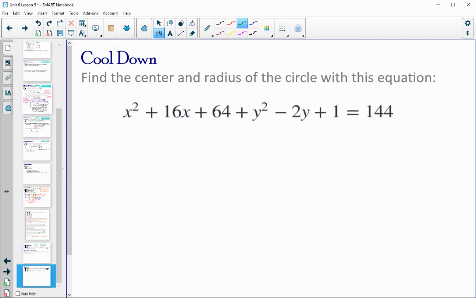Here's a cool down for you to try to see if you can rewrite this in the circle equation form to determine the center and the radius of the circle. And if you are struggling, be sure to reach out to your teacher.